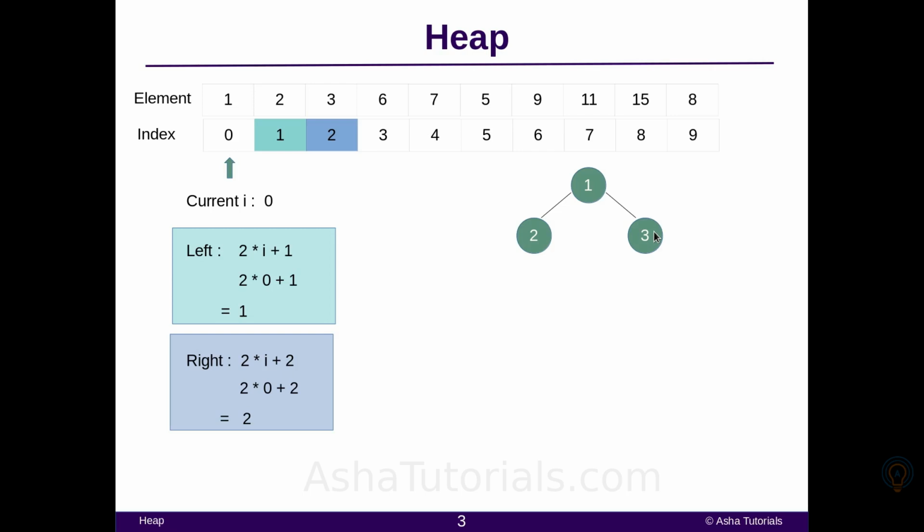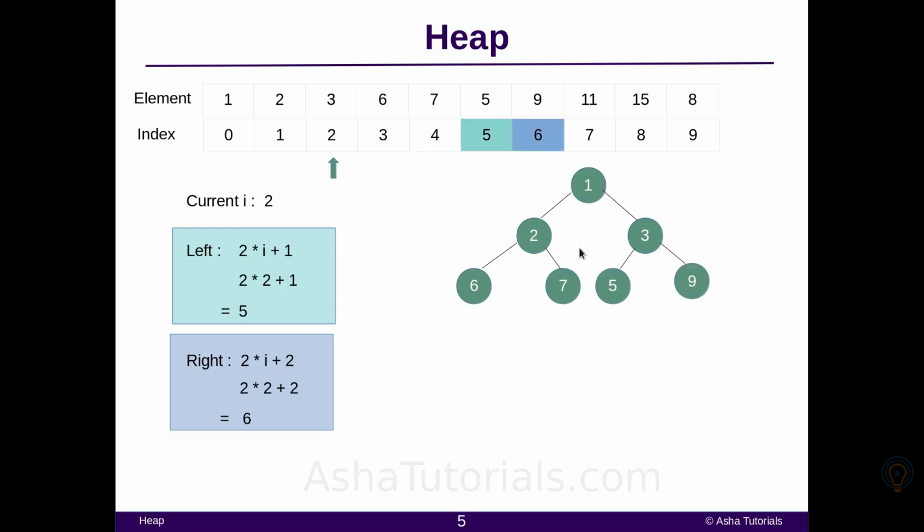Now let's construct the children for element 2. If we calculate it, it will give us index 3 and 4. If we see the elements, they are 6 and 7. So we'll put them there as its children. For element 3, which is at index 2, if you calculate its children, they are at index 5 and 6, which are 5 and 9.